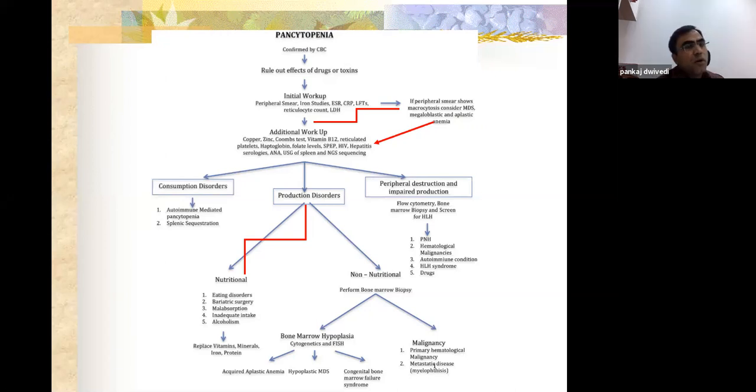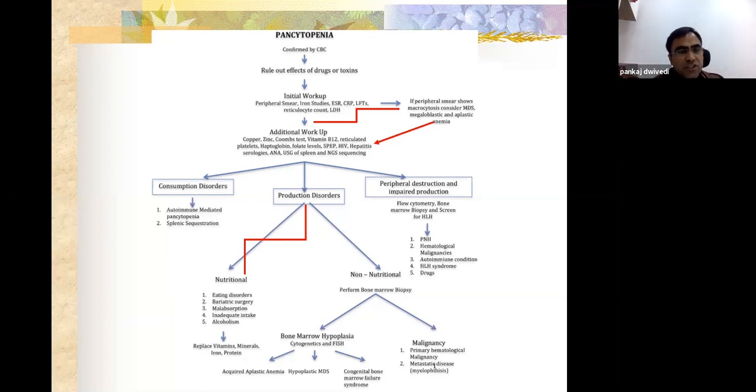Now you want to know whether there is a production disorder, or a consumption disorder, where there is peripheral destruction, or impaired production. So we go with the history. You find in the history that a low height is not achieved, or she is not gaining weight, eating disorder or bariatric surgery, malabsorption, inadequate intake. Inadequate intake may be the reason that she is having a folic acid deficiency.